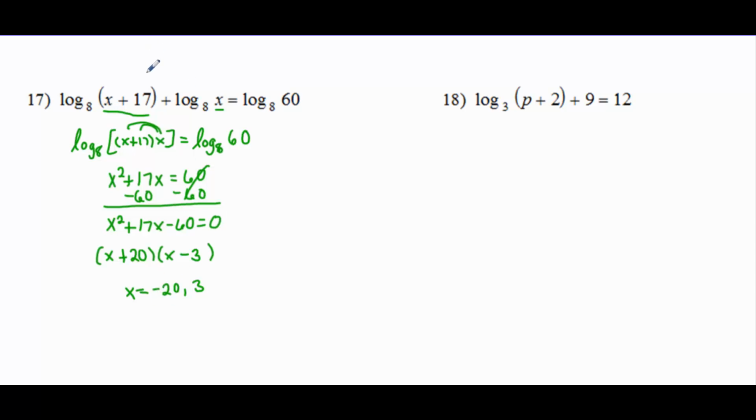Now, the one of those that doesn't work is negative 20, because negative 20 plus 17 equals negative 3, and you can't do log base 8 of negative 3. It gives you an error. So our answer to this is just 3.